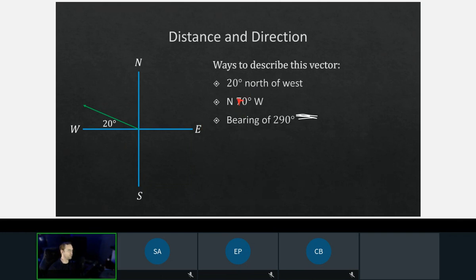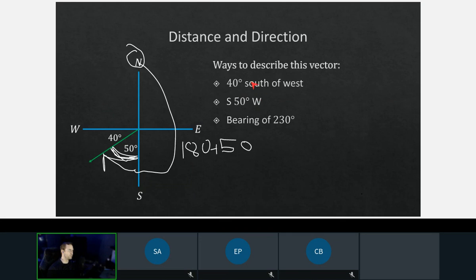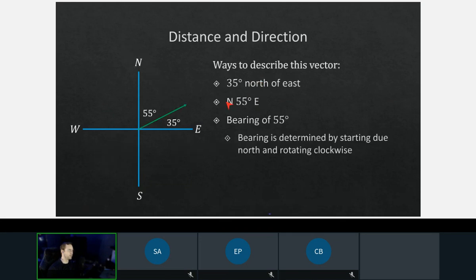All right, so for both of these forms again, you're either going to have north or south first. We have north here. In this previous example, look, south is first. And in this one, we have north first.